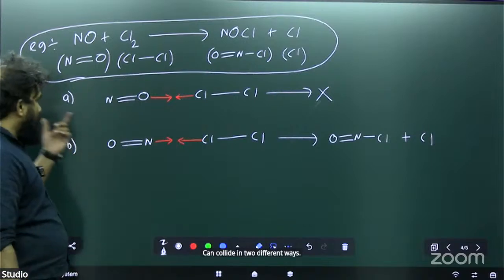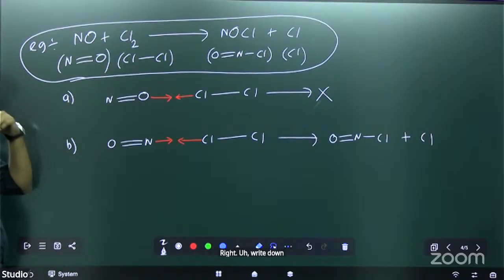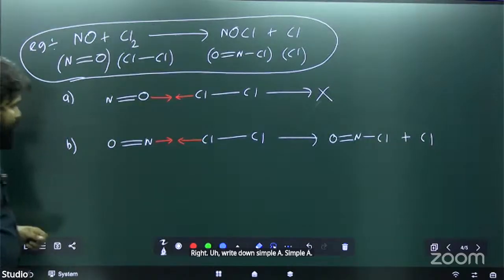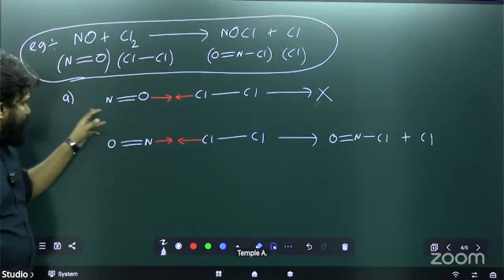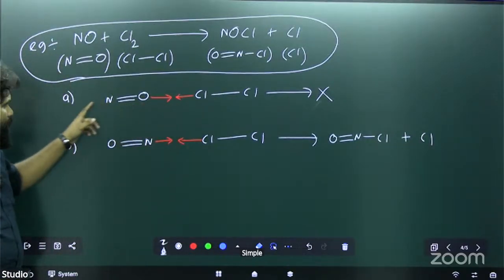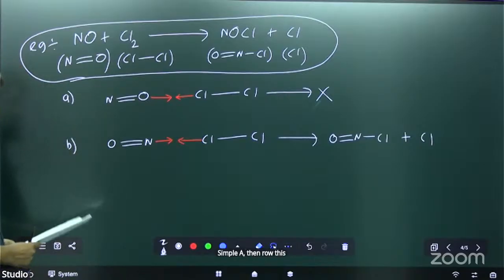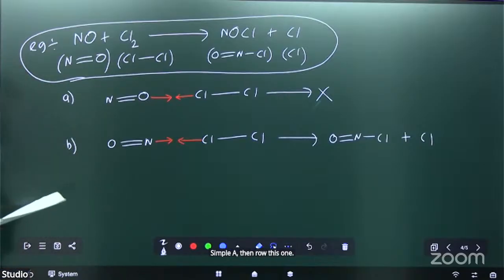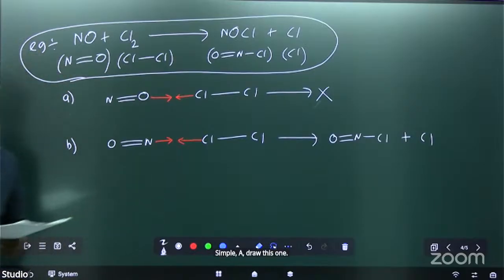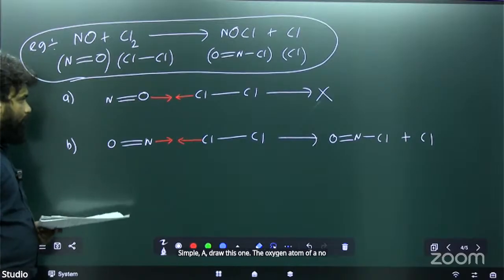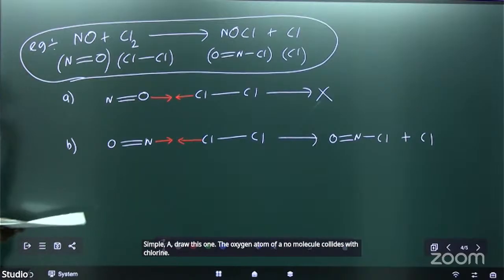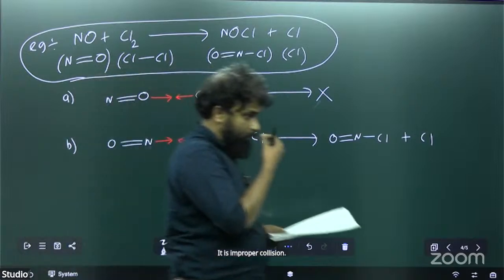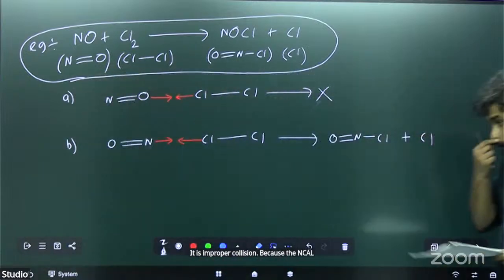Write down sample A. Then draw this one. The oxygen atom of the NO molecule collides with chlorine. It is an improper collision because the NCl bond cannot be formed.